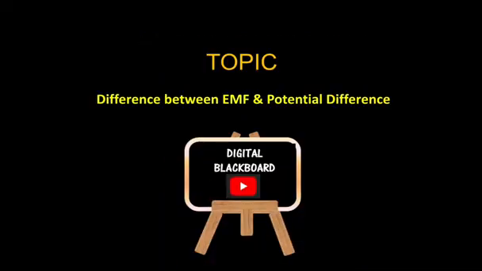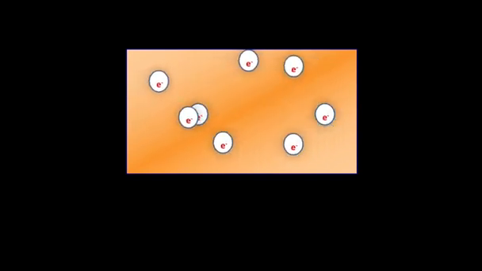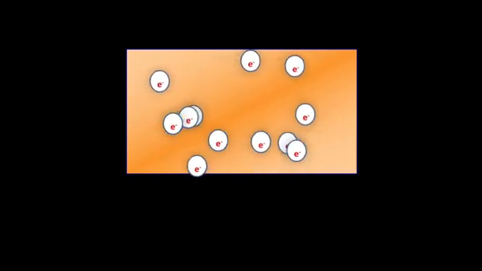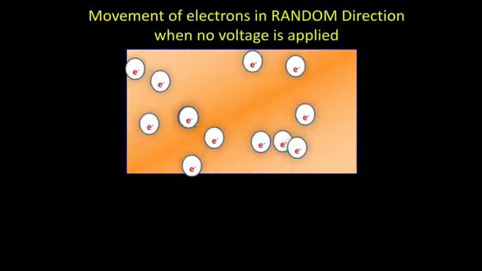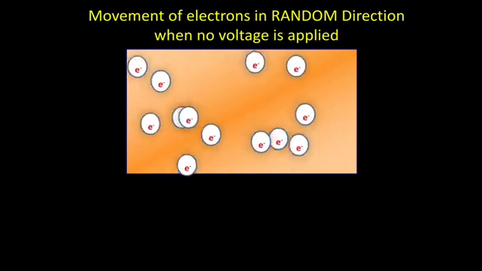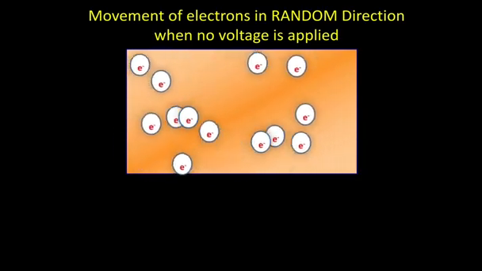In this video, we are going to discuss the topic difference between EMF and potential difference. As we know, the definition of current is movement of free electrons under the influence of force. When no force is applied on the wire or conductor, the electrons move, but they move in a random direction. And the movement of electrons in random direction is not called a current.